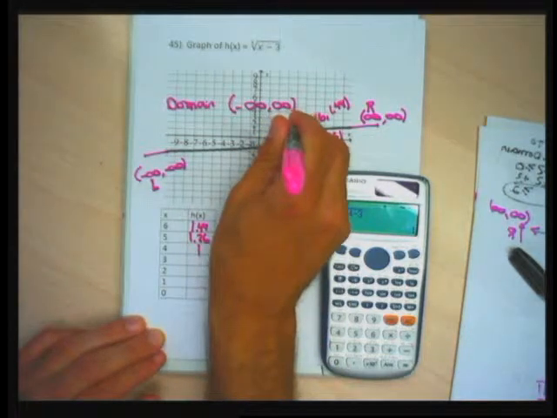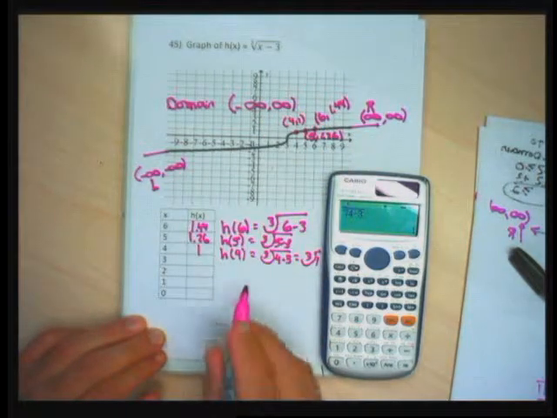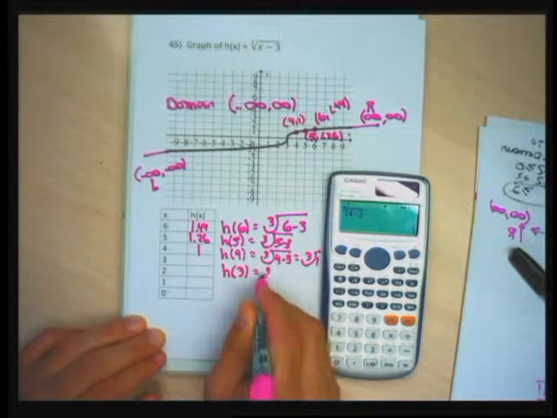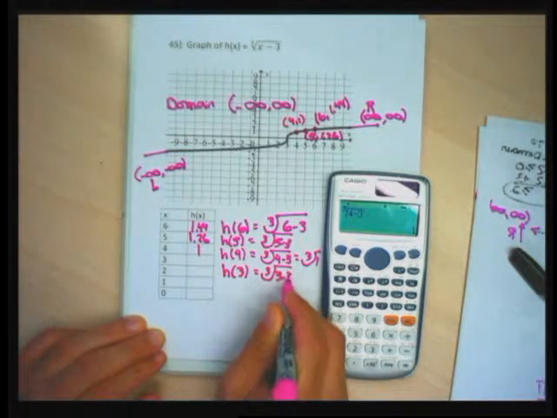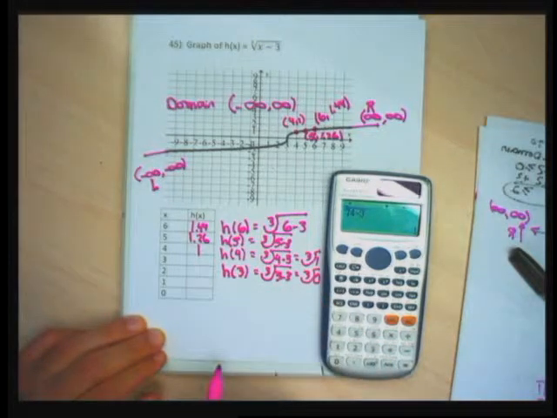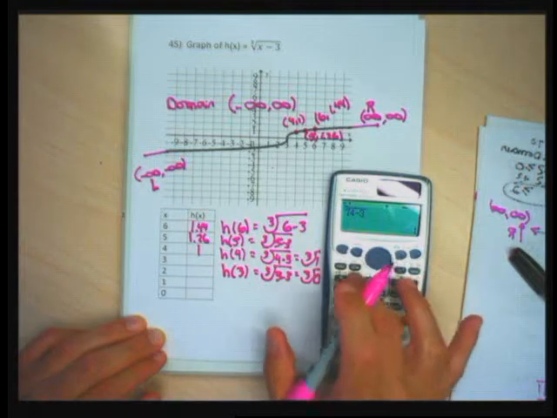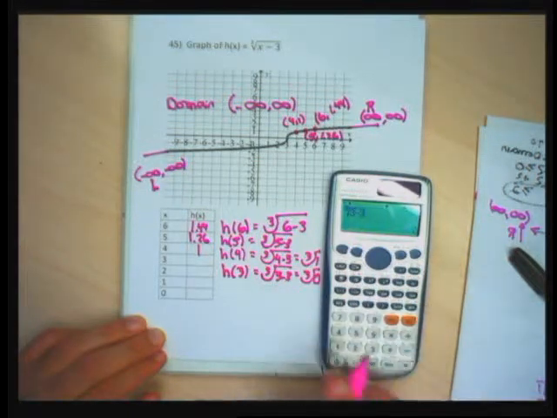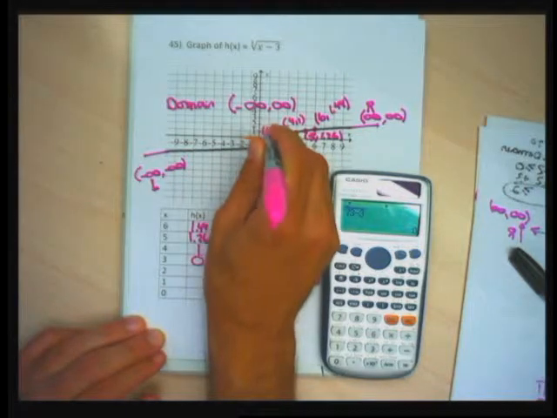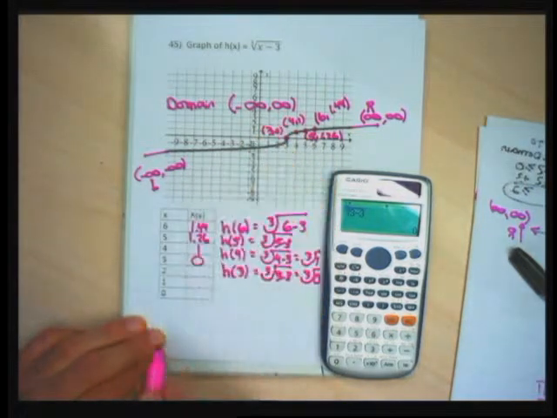That's the point (4, 1). The next one, h of 3, is the cube root of 3 minus 3, which is going to be the cube root of 0, which turns out to be 0. So again, shift cube root 3 minus 3 on my calculator comes out to be 0. That's that point right there. That's not the left edge of the graph, so 3 doesn't belong in the answer to the domain.